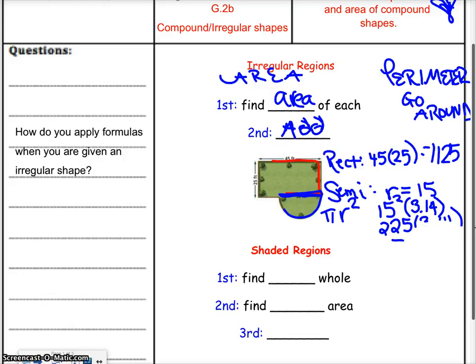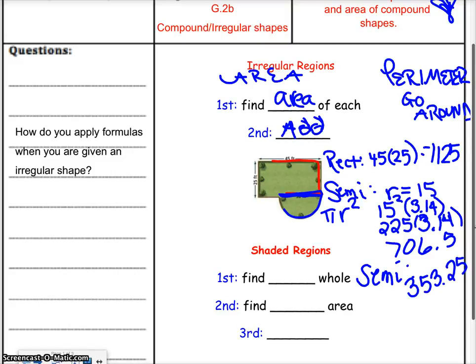That's my whole circle. How much of a circle do I have? I have half of it. I have 706.5. So the semicircle would be half of that. So divide it by 2. 353.25.